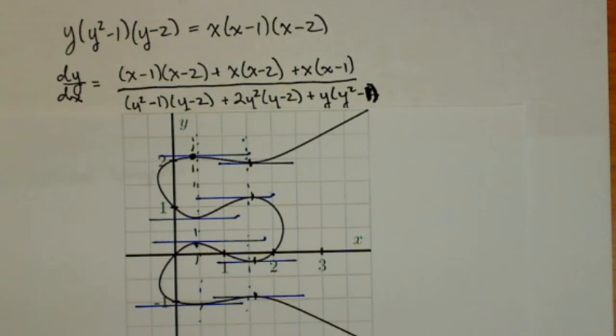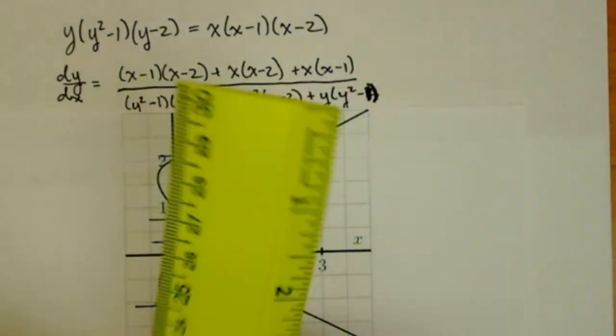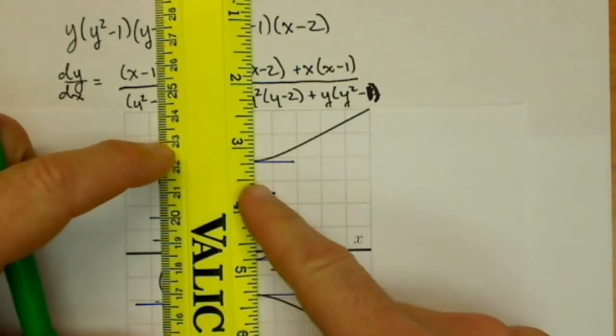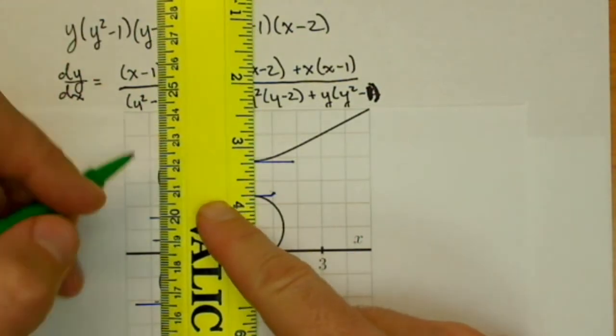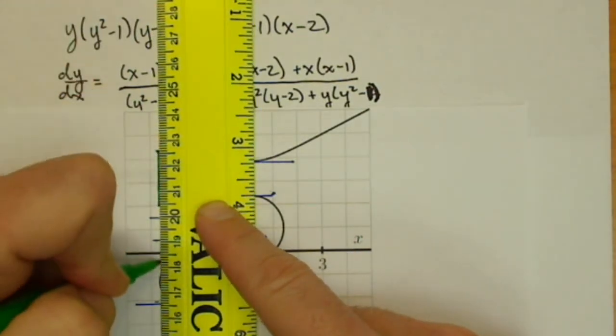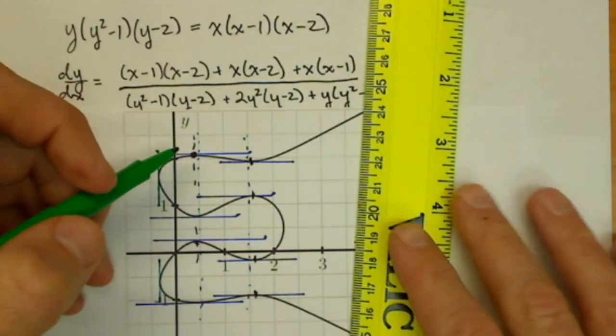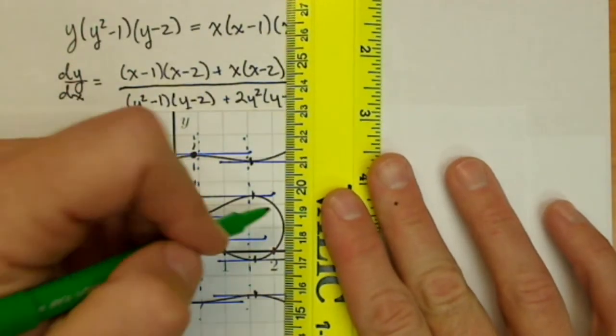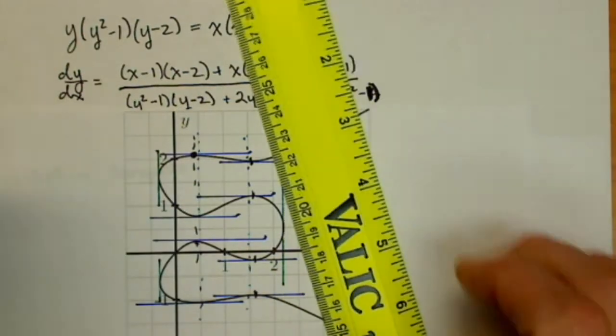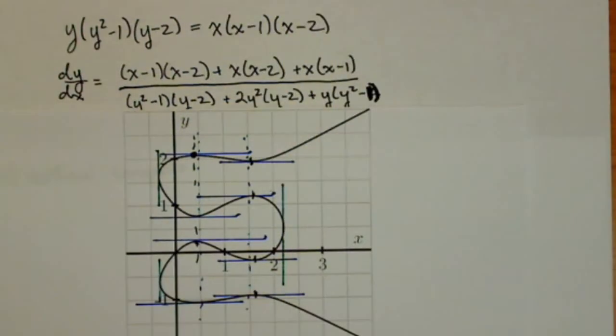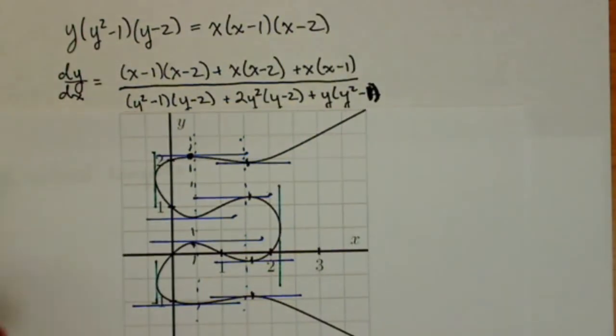So our vertical tangents, it looks like we'll have two of them here. One there and one there. We'll also expect to see one over here. So it looks like we'll expect to find three vertical tangents.